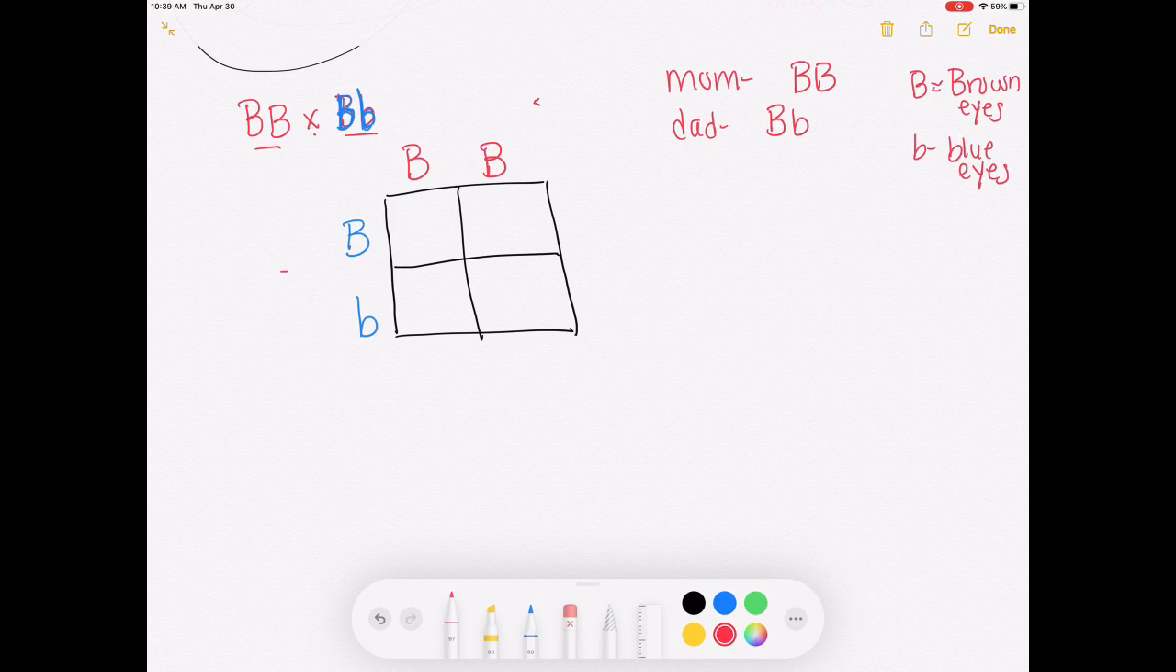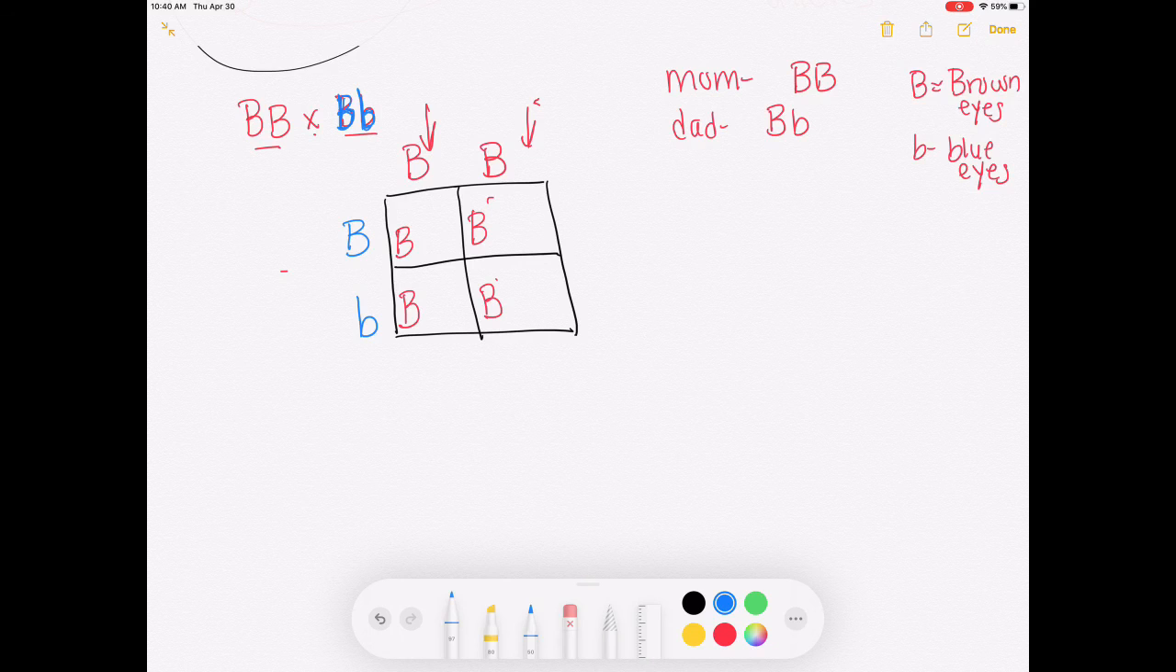Now, to fill in the Punnett square, whatever's on the top comes down. So there's a big B on the top of this column. I pop them here and here. There's a big B on the top of this column. Same thing. Kind of like hops down into each box.